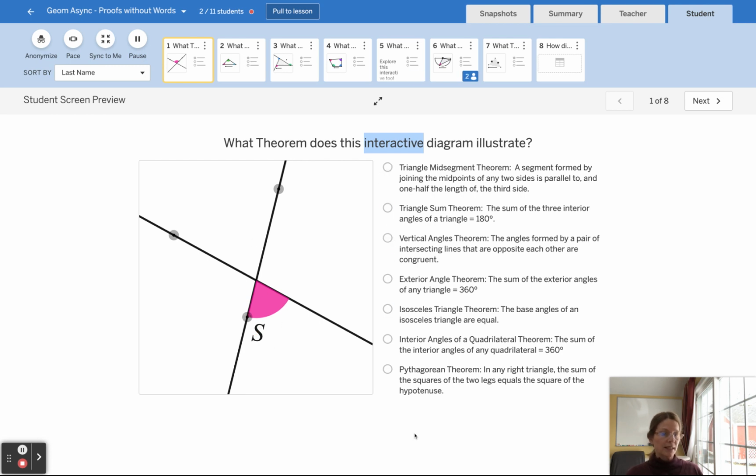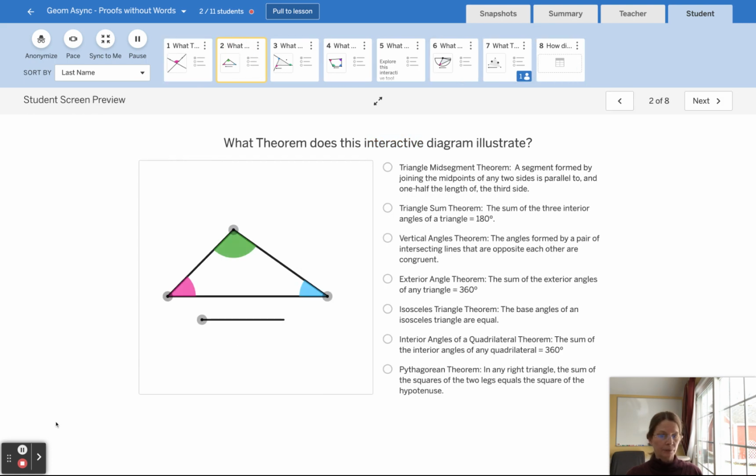Which of these theorems then would make sense? So you're going to look through the list. You're not going to pick anything that says triangle, but I see vertical angles theorem. The angles formed by a pair of intersecting lines that are opposite each other are congruent. Okay, so I know that is correct for number 1. I'm not going to use vertical angles theorem for any of the other problems. I'll move on to number 2.